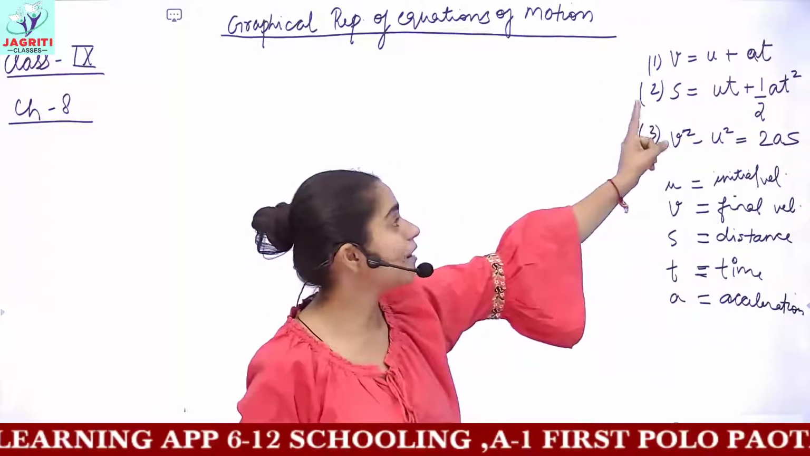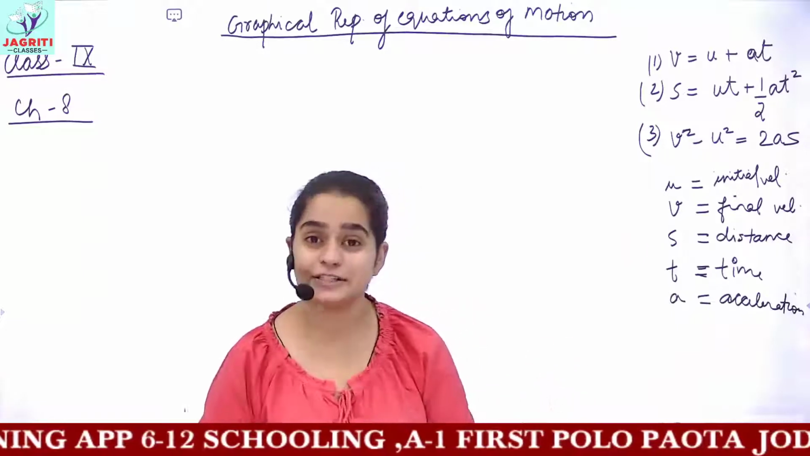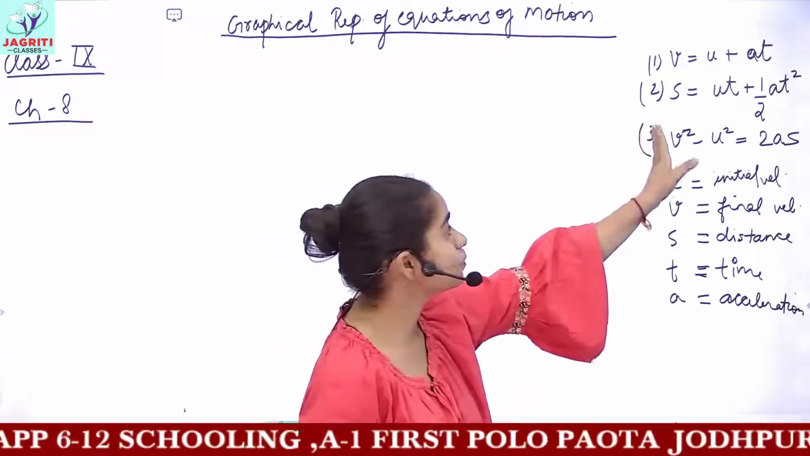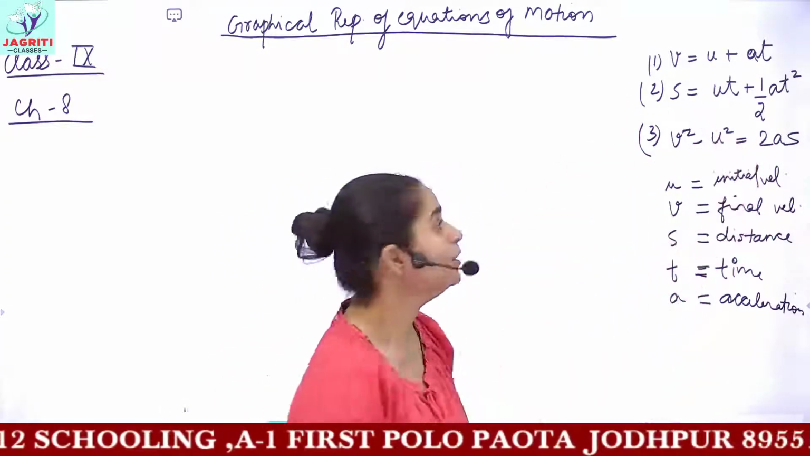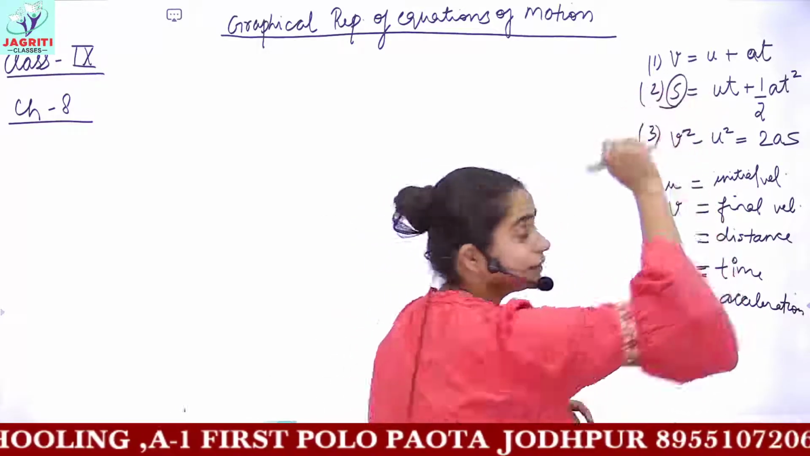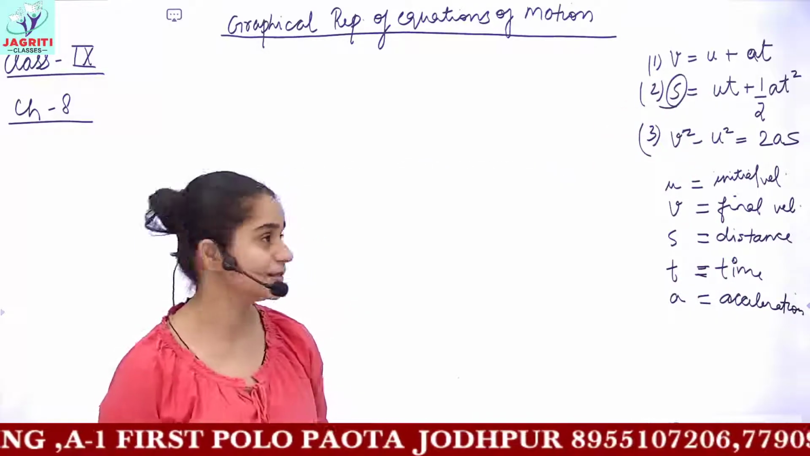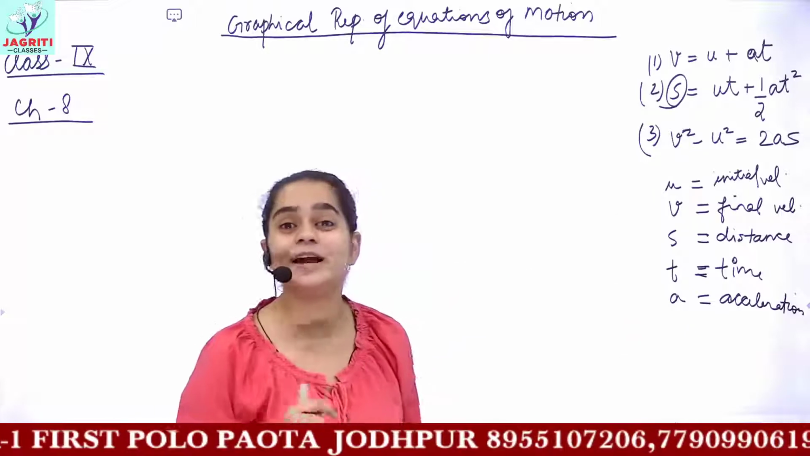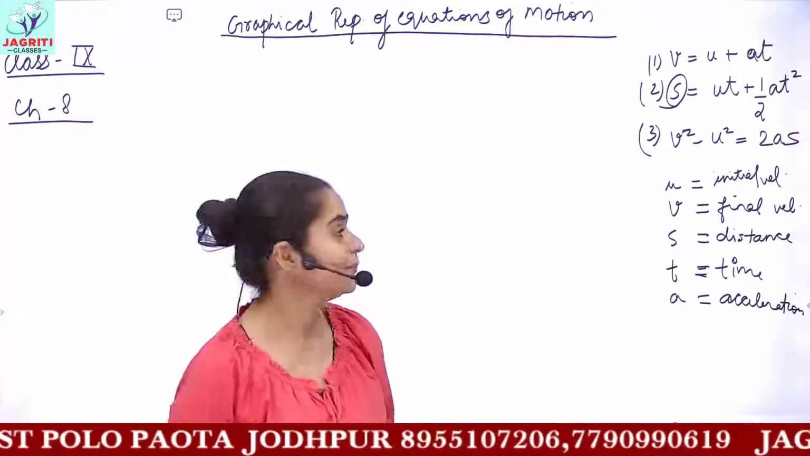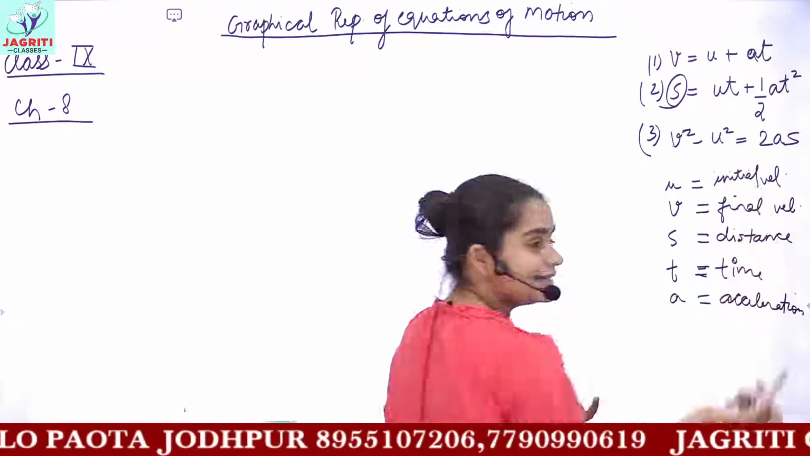Then next you have s equals to ut plus half at square. This equation is known as position time relation. Position is actually used for the term s here, distance. And the third one, can you guess its name? It is position velocity relation.